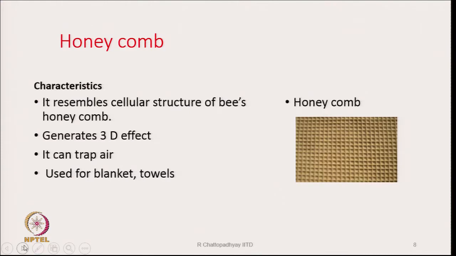The other weave is the honeycomb weave. Its characteristic is that it resembles the cellular structure of a bee's honeycomb. A typical diagram is shown here. A little 3-dimensional effect is there in this honeycomb weave. It can trap air and generally is used for making blankets or towels.